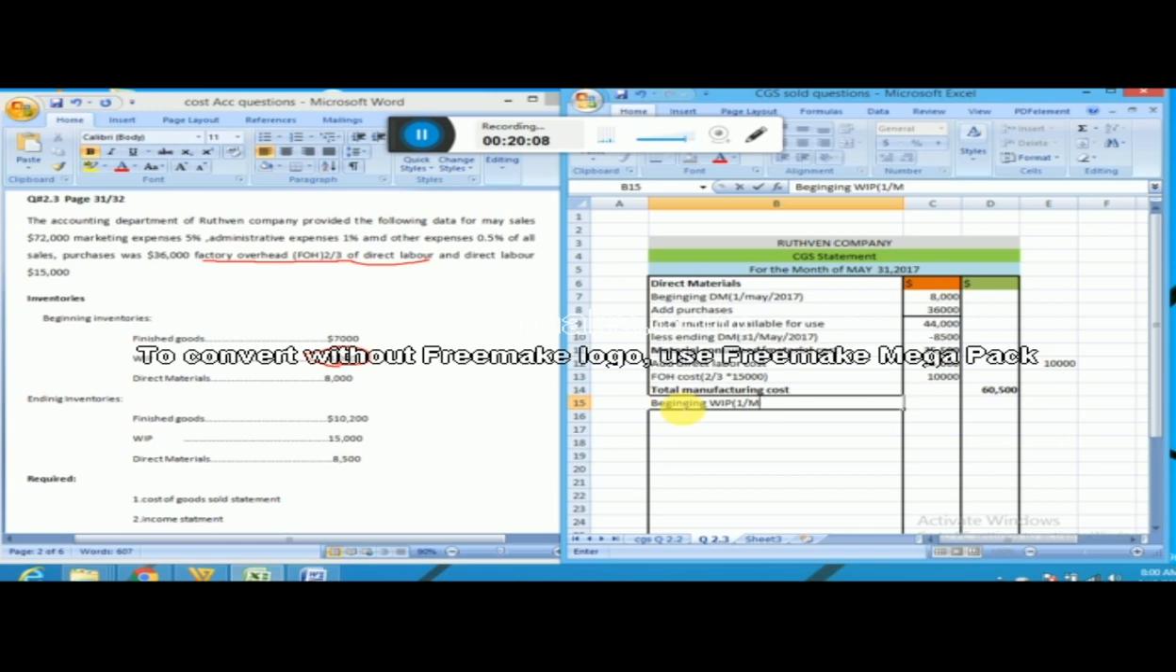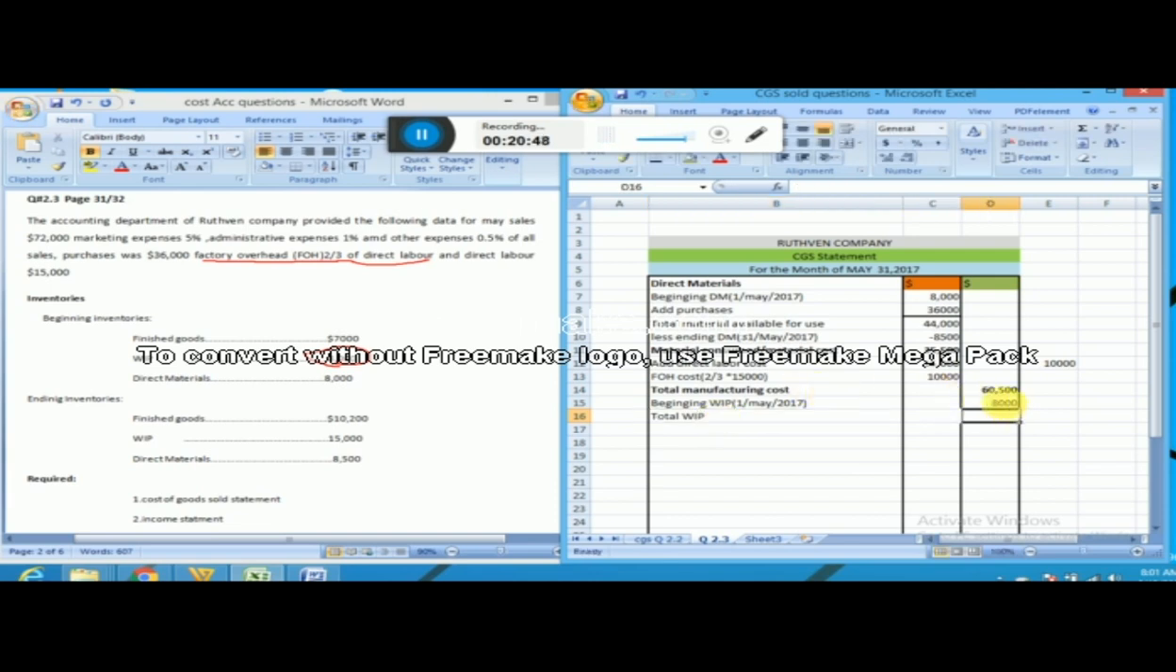That's why we convert that to the month of May 2017. Clear? How much? The 8,000 work in process. So we add the 8,000. Look, 8,000 is remaining work in process from the previous month, and the 60,500 work in process we put in this month. So how much total work in process do we have now? Total work in process, WIP.